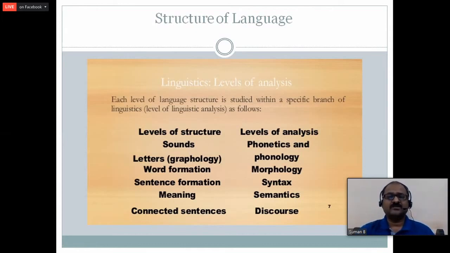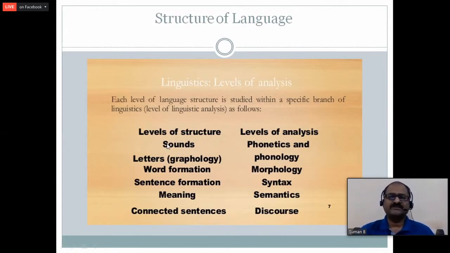What is the structure of a language? All languages have a certain structure. They start from something and then slowly they progress towards a higher level. So what is the most basic unit of a language? Any language, not just English, what is the most basic element or component of a language? It should be sounds, exactly. So sounds are the most basic element of any language.